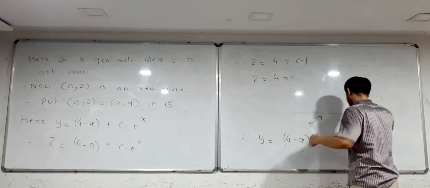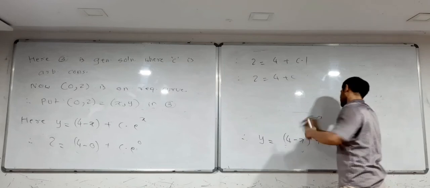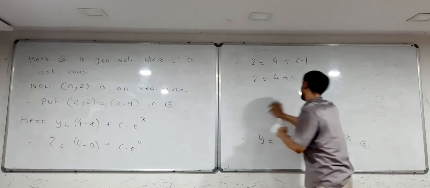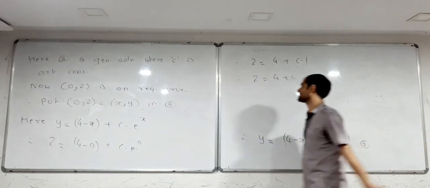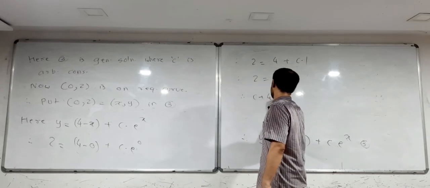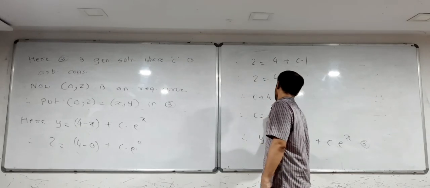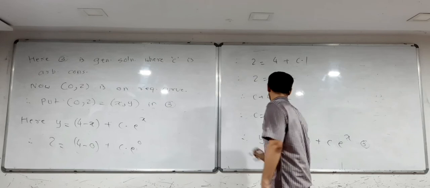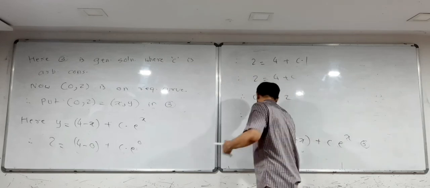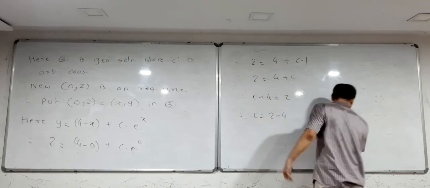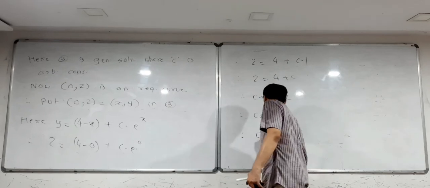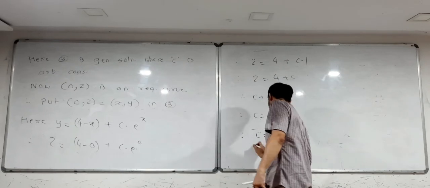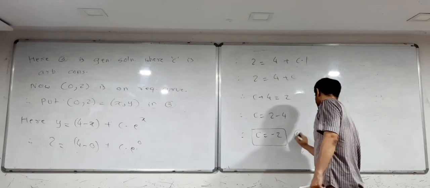So answer आना चाहिए y is equal to 4 minus x minus 2 into e raised to x. That's the equation of the curve. पीछे ऐसा होना चाहिए आंसर. c plus 4 is 2, so c is 2 minus 4. So therefore c is equal to minus 2. That is our result number 4.